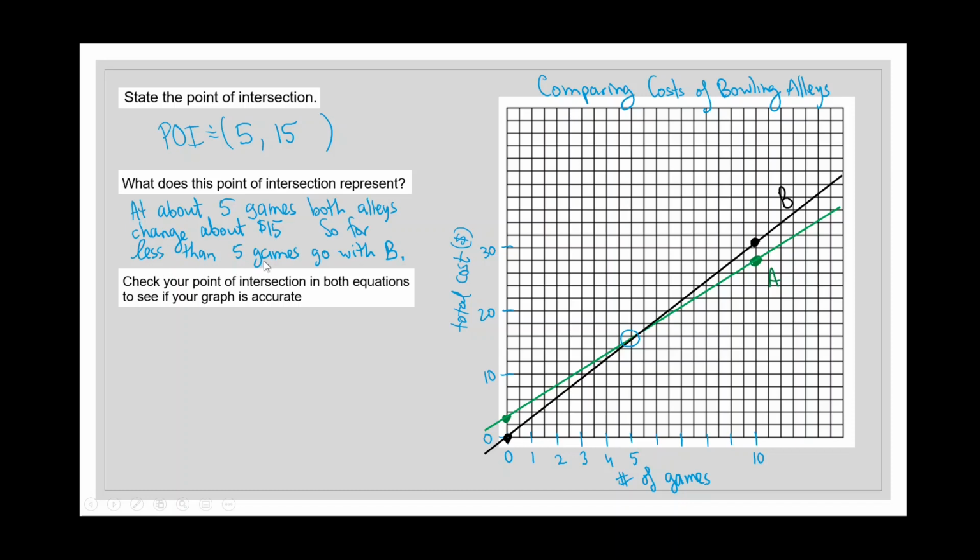So for less than 5 games, so if you know you're going to just play 1 or 2 games, you're going to be looking at 1 or 2 games. You're going to look at the y values, and it looks like the lower one is the black one, so you'd go with alley B.